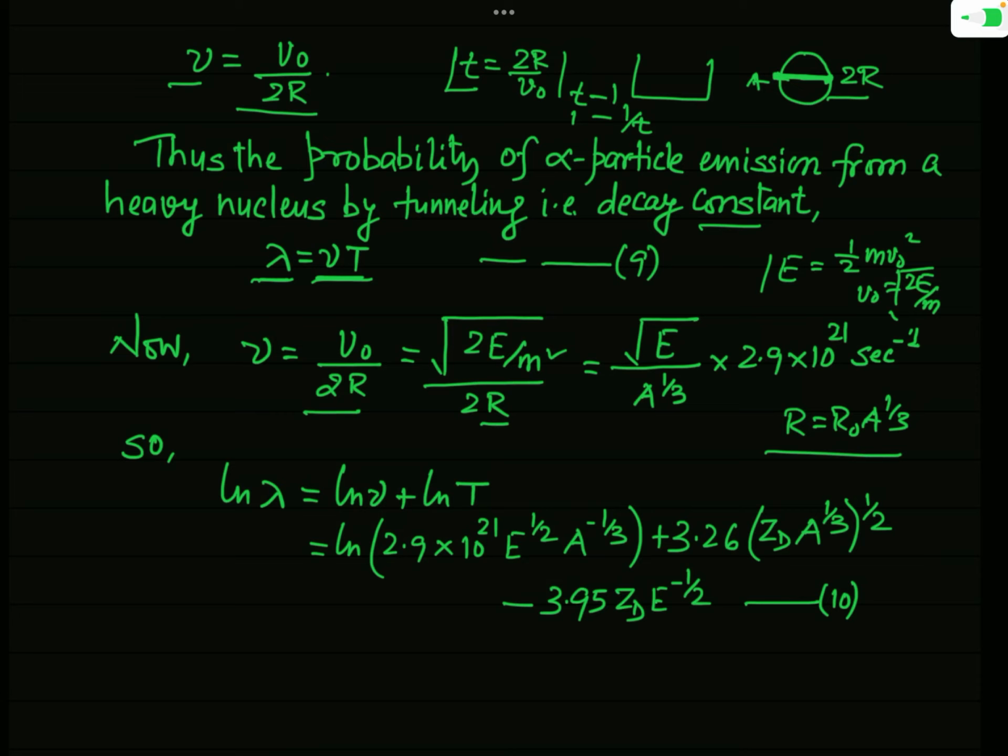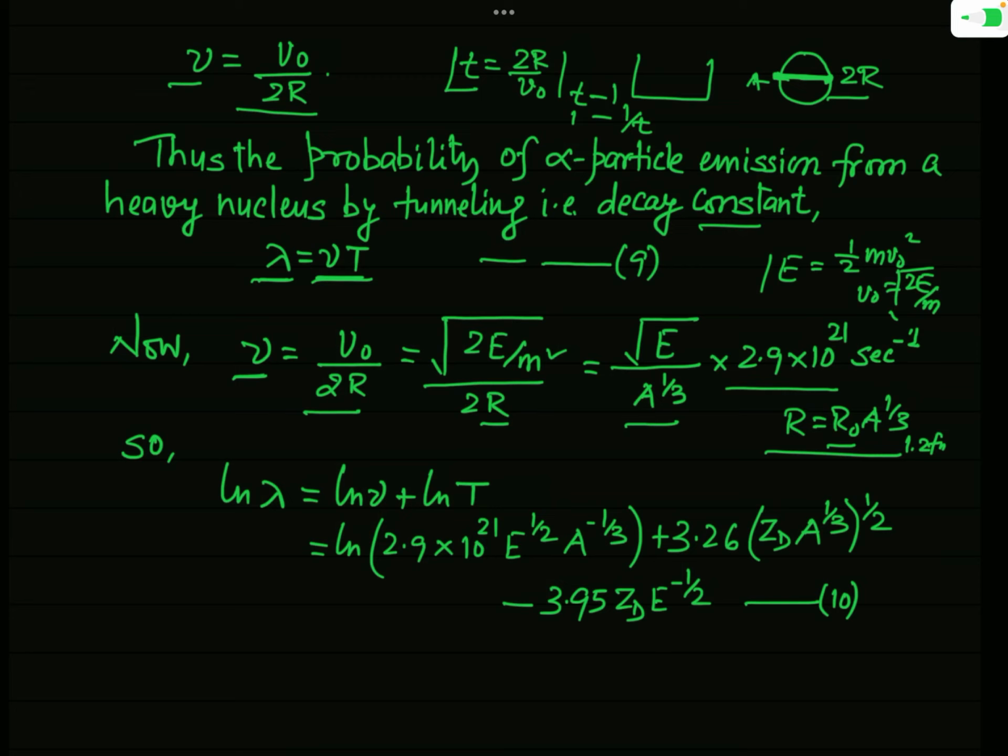And r naught, you know, this has a fixed value. This is almost 1.2 femtometer. And m is the mass of the alpha particle. So when the numerical value of the mass of the alpha particle and this constant r naught are substituted here, then after simplification you will get nu equal to root over e over a to the power 1 by 3 times 2.9 into 10 to the power 21 second inverse. So this is the frequency of the collision of the alpha particle with the wall of the nucleus.